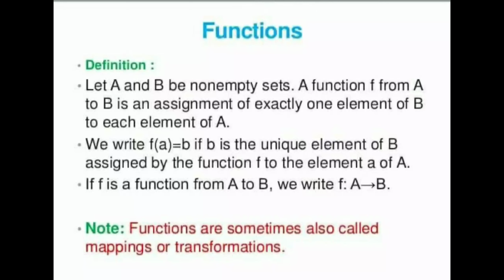So f assigns to each element a in A a unique element in B, that means f is a function from A to B, and we write it this classical way, f: A to B. Functions are sometimes also called mappings or transformations. The definition of a function requires that f assign one and only one value to each x. This means that a function cannot be multi-valued.